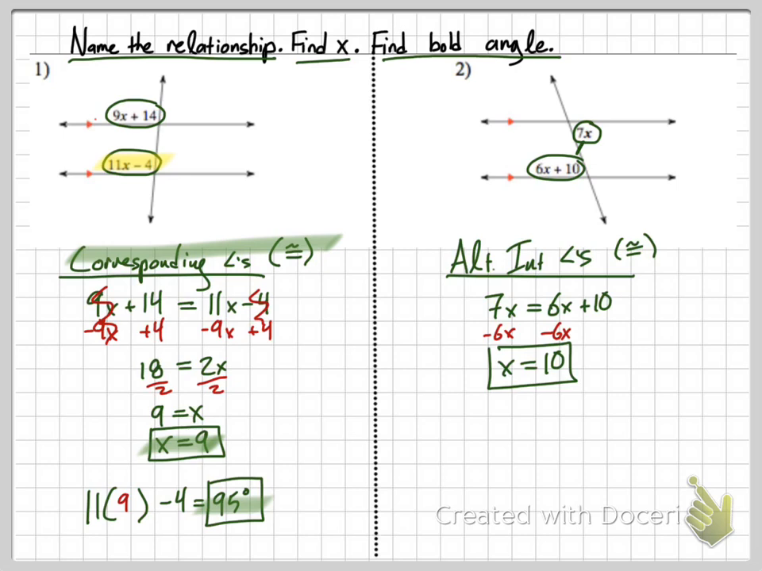And our bold angle this time would be the 7x. And actually, we could plug it into either one because they should be congruent. That's a good way to check our work here. We have 7 times 10, which is 70 degrees for our bold angle. So we have answered all three parts: the relationship, found the x, and our bold angle.